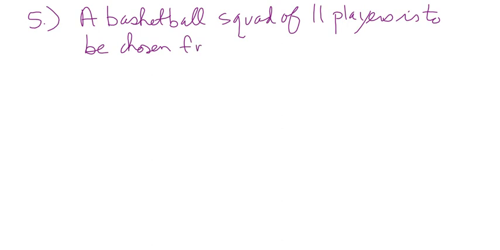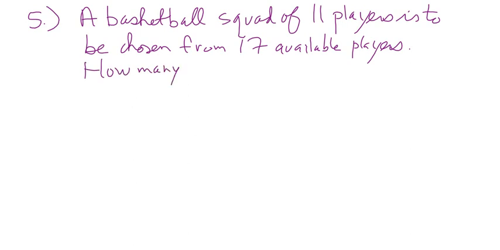Let's be chosen from 17. Okay, so it's tryouts, right? 17 people are trying out. There's 11 spots on the team. We want to know how many ways this can be chosen. How many ways can this be done? If. Here's the ifs.